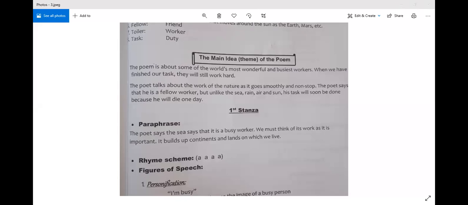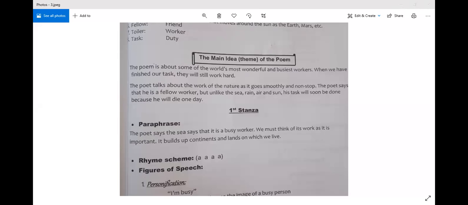If somebody's ready to get the rhyme scheme in stanza number 1, please just raise your hand. Okay, we're gonna take Abdurrahman. Good morning, Abdurrahman. Good morning, Mister.